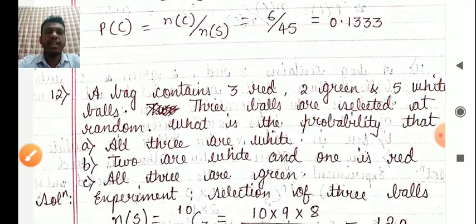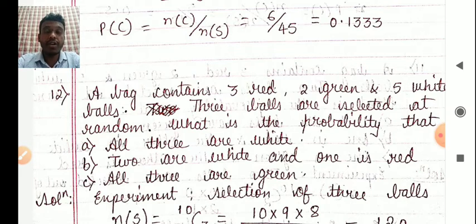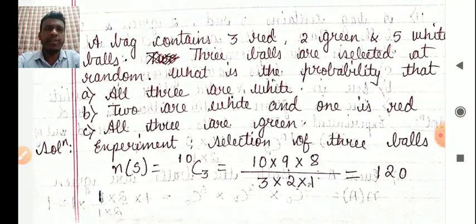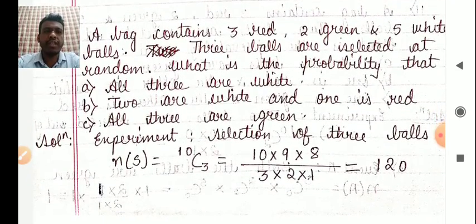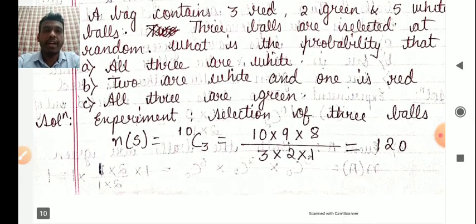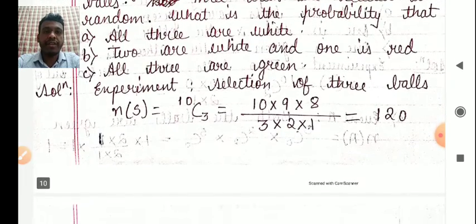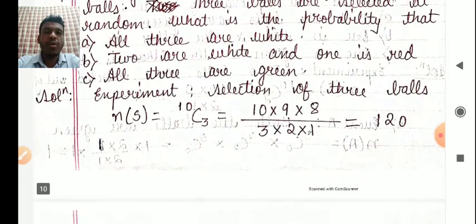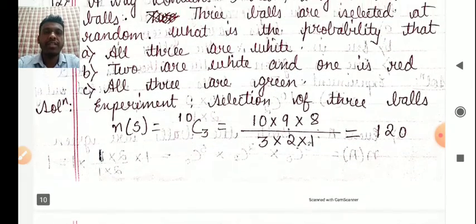Now let us see a similar kind of problem, but instead of 2 balls, we are taking 3 balls at a time. So same problem I have taken. A bag contains 3 red, 2 green, 5 white balls. 3 balls are selected at random. What is the probability that all 3 are white? 2 are white and 1 is red. All 3 are green. Okay, these are the 3 cases.